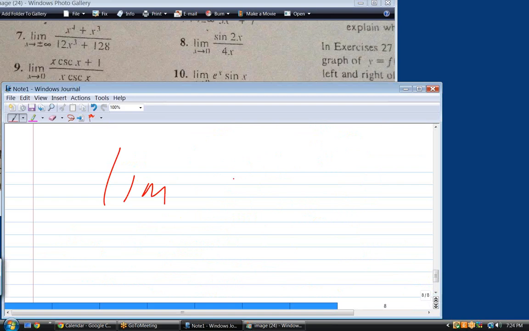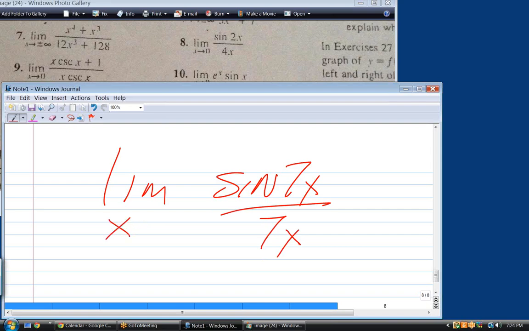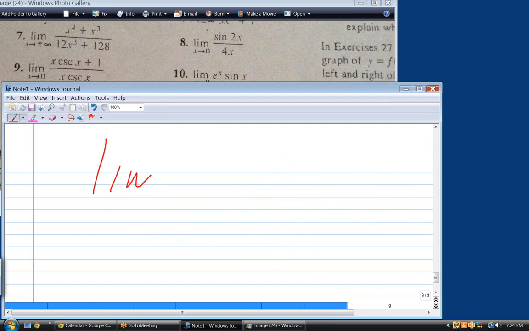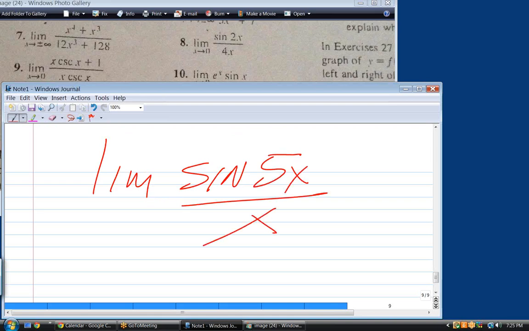Okay. What is the limit of the sine of 7x over 7x as x goes to 0? 1. Good. That's key understanding. As long as this thing is the same as that thing, then it's going to be 1. Okay, here, let me make it a little harder. This is the one you usually get on a test. What is that as x goes to 0?